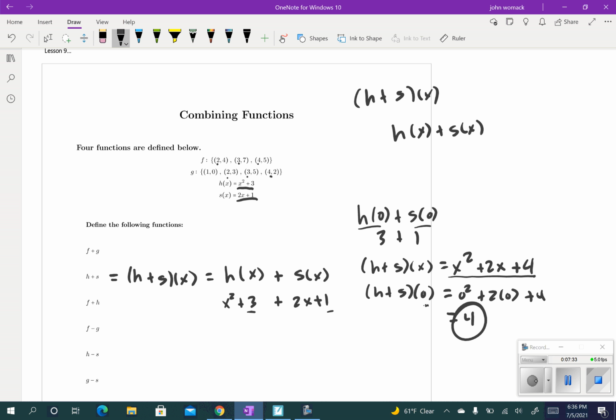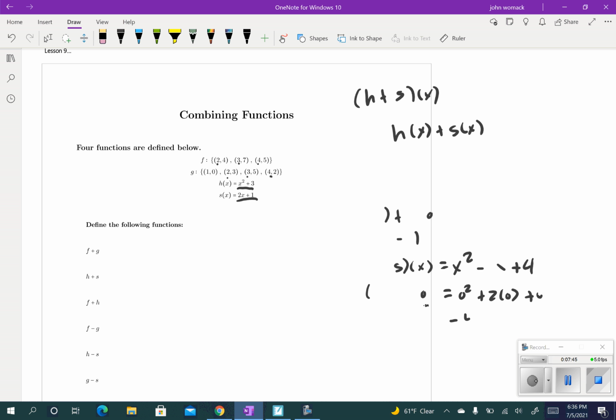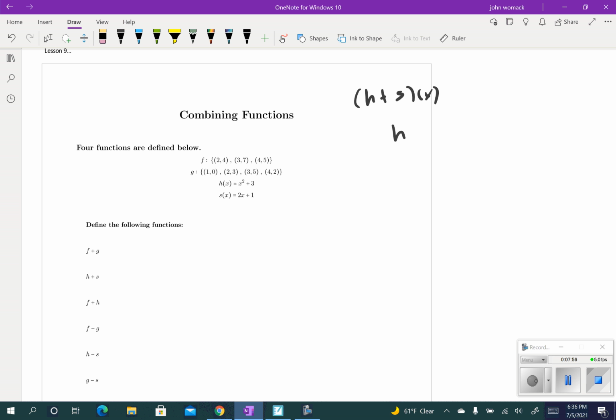Okay, how about we try one where you have a finite function. By finite, I mean it's just a set of points. There's a limited amount of points. And we're going to combine it with a function that has infinite solutions. So we're going to do f plus h. f is those 3 points. h is that equation down there. So let's try that. In our minds, we just have to know that (f plus h) of x means to take f of x plus h of x.